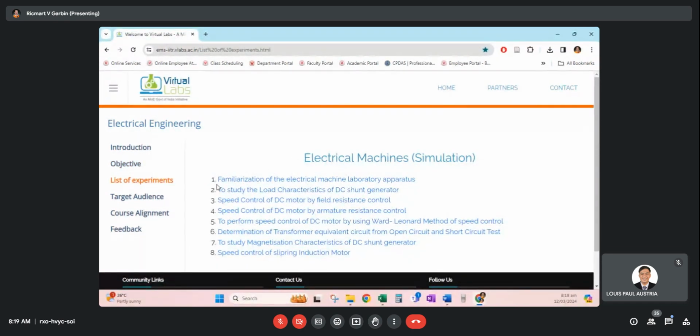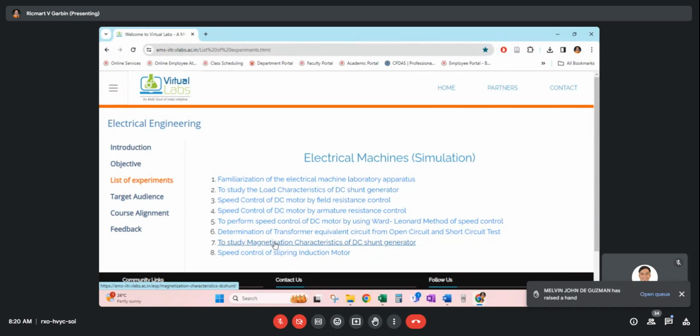So as you can see here, we have familiarization of electrical machine laboratory apparatus, study the load characteristics of a DC shunt motor, speed control of DC motor, speed control of DC motor by armature resistance control. Then yung number 5, wag nyo na itong gawin. And also yung number 6, kasi array transformer pa. Then number 7 na lang. So you will do laboratory activity number 1, number 2, number 3, number 4, and number 7. Are we clear po?